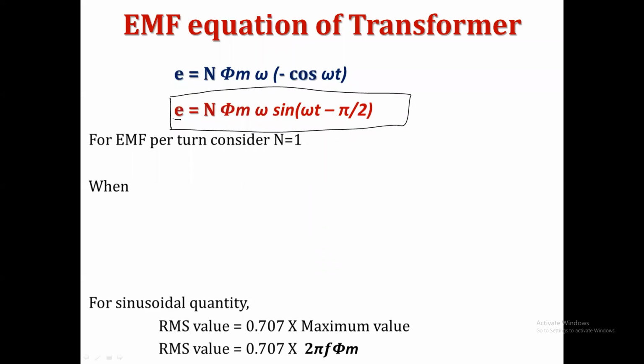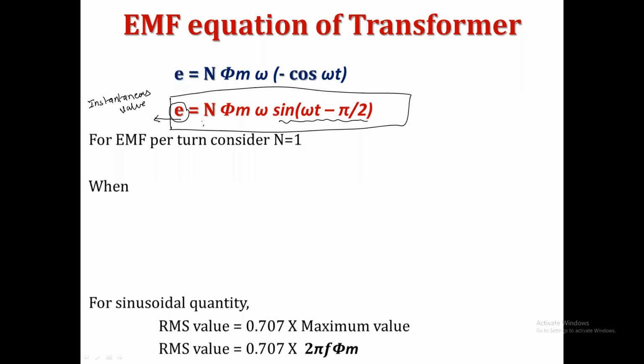Now this E is nothing but, I say, the instantaneous value. Now when will the induced EMF be maximum? When this E has its maximum value, when this sine term is equal to 1, because its maximum value will be 1. What is the maximum value of sin theta? It is 1. It means when this sine term becomes 1, at that time E has its maximum value.